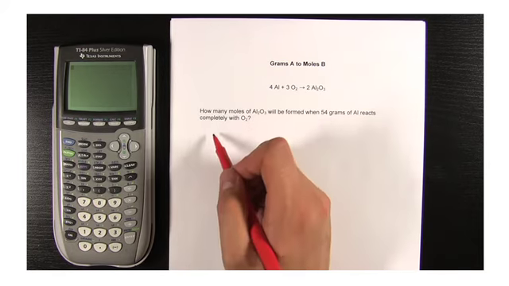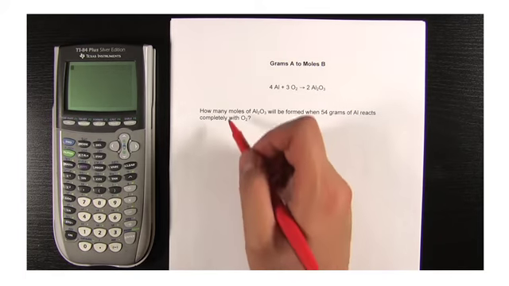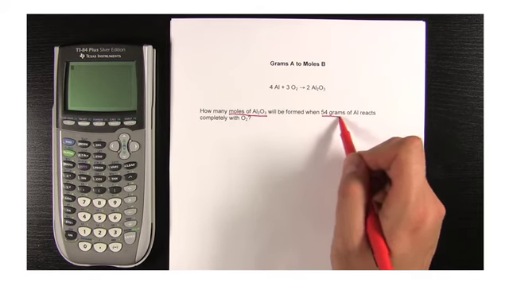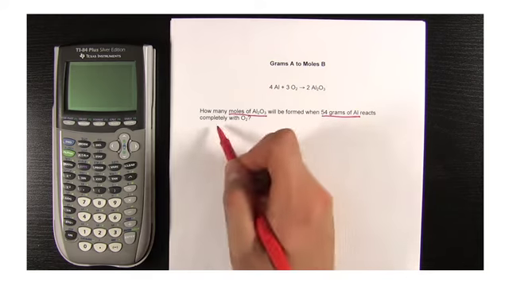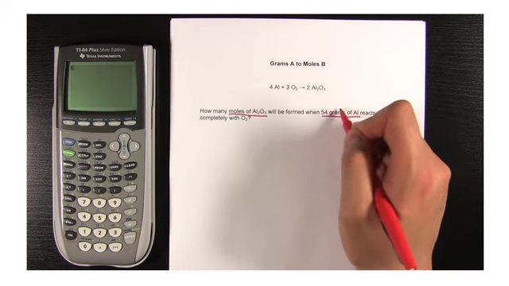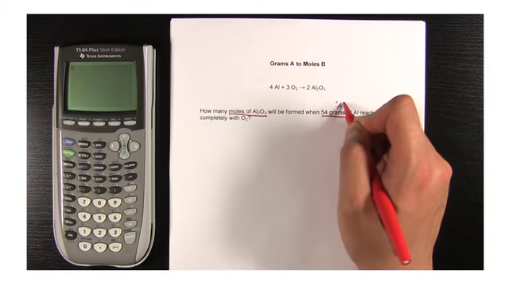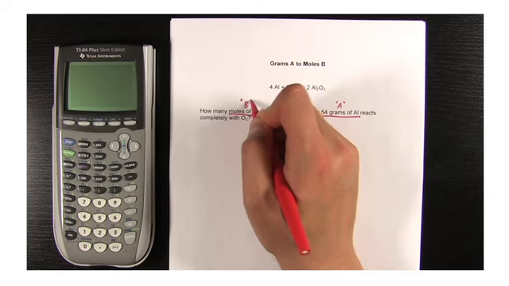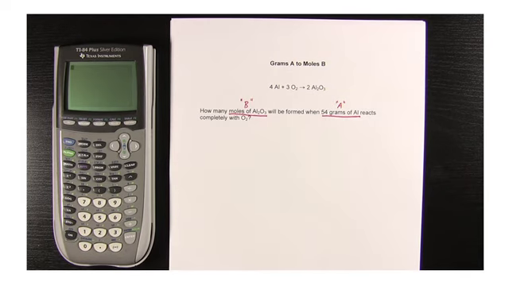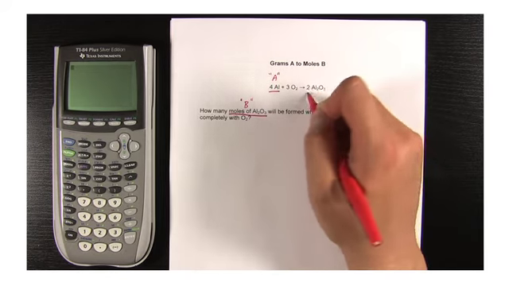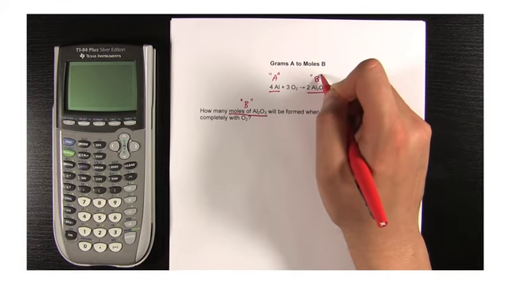Now, let's read the problem and decode it a little bit. It says, how many moles of aluminum oxide will be formed when 54 grams of aluminum reacts completely with oxygen? All right, so this is our given information. We're going to call that substance A, and what we're looking for is substance B, which is this one over here. Now, in the equation, you see that aluminum is here, and aluminum oxide is over here.